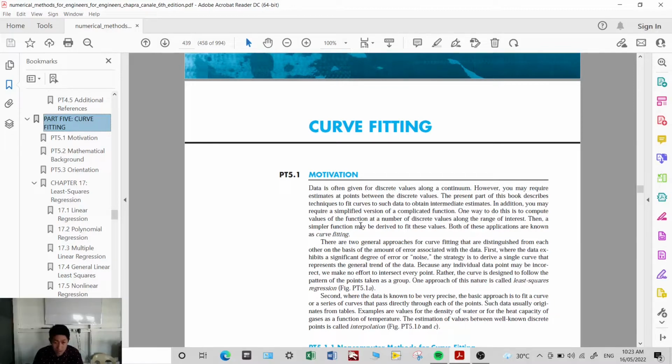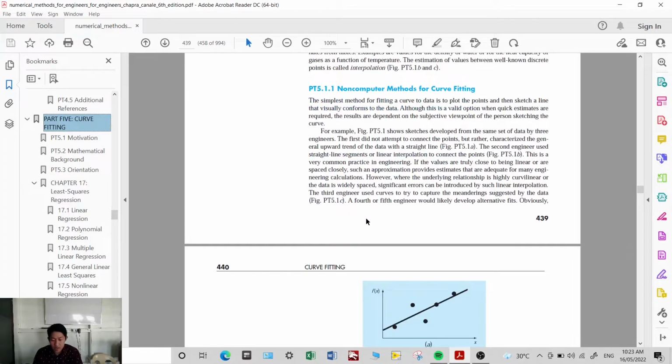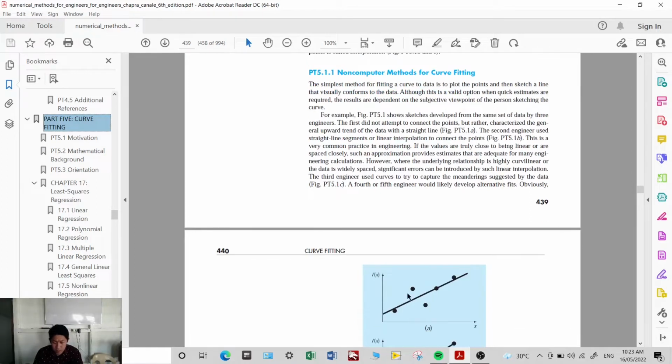So our objective is to determine the best fit. For example, you have here 4 data points. You have observed that as the value of x increases, f of x also increases. So there is a relationship. The question is, what is that relation? Is it increasing? Is it decreasing? There are many ways to interpret this.